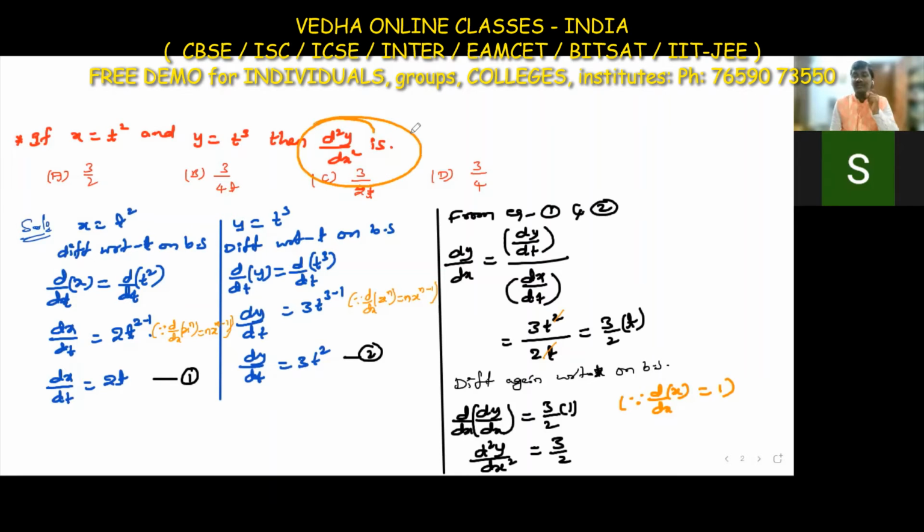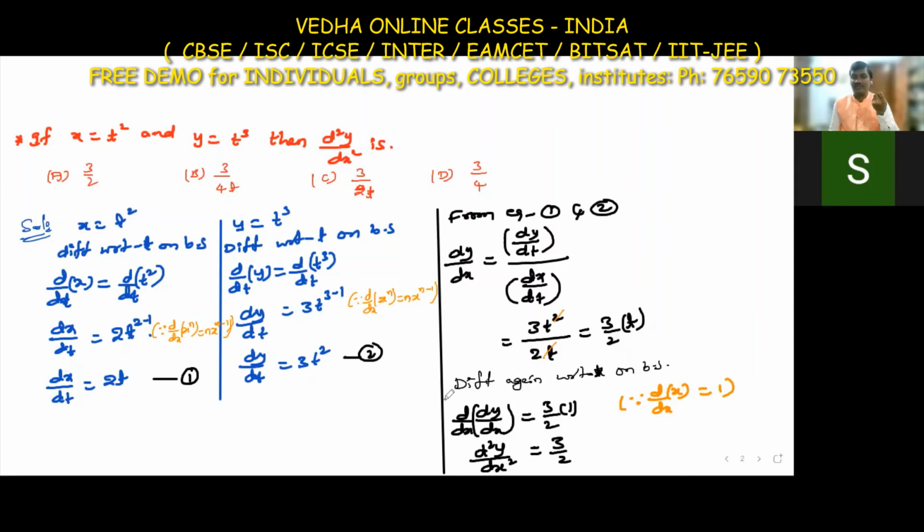Now, from equation 1 and 2, what we actually want is d square y by dx square. If we want d square y by dx square, we want dy by dx first. So how to get the dy by dx value? For dy by dx, first write dy by dt whole divided by dx by dt. If you cancel this dt and this dt, the remaining is dy by dx only. So we divide dy by dt by dx by dt, that is 3t square divided by 2t. We can cancel one t, so 3 by 2t, which is like 3 by 2x.